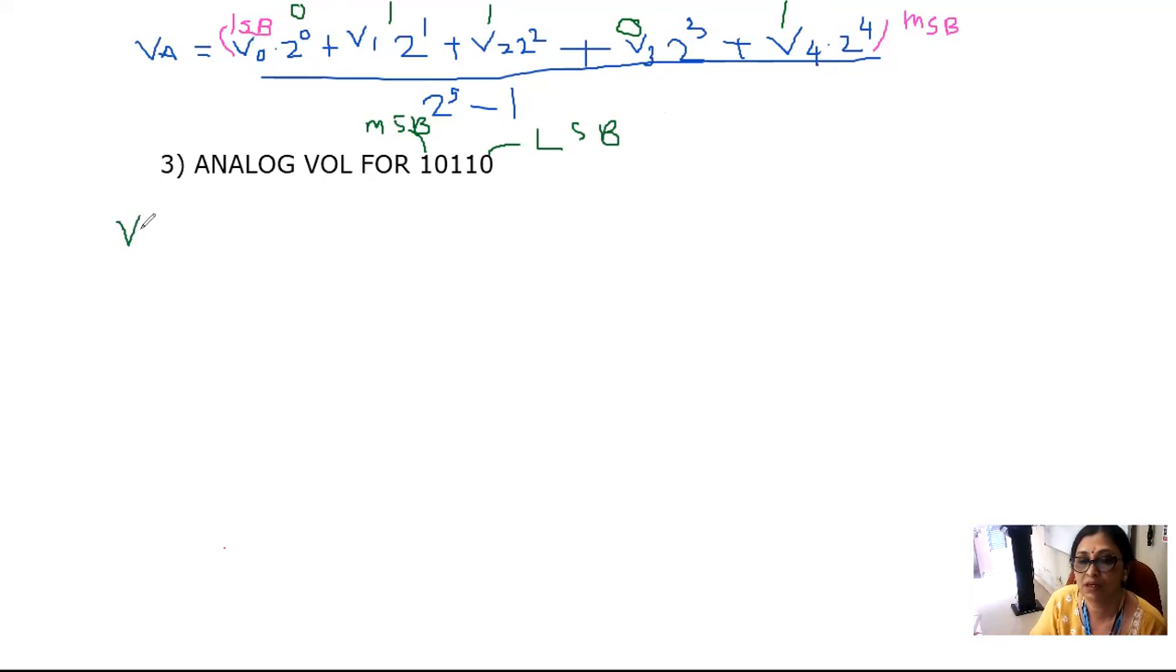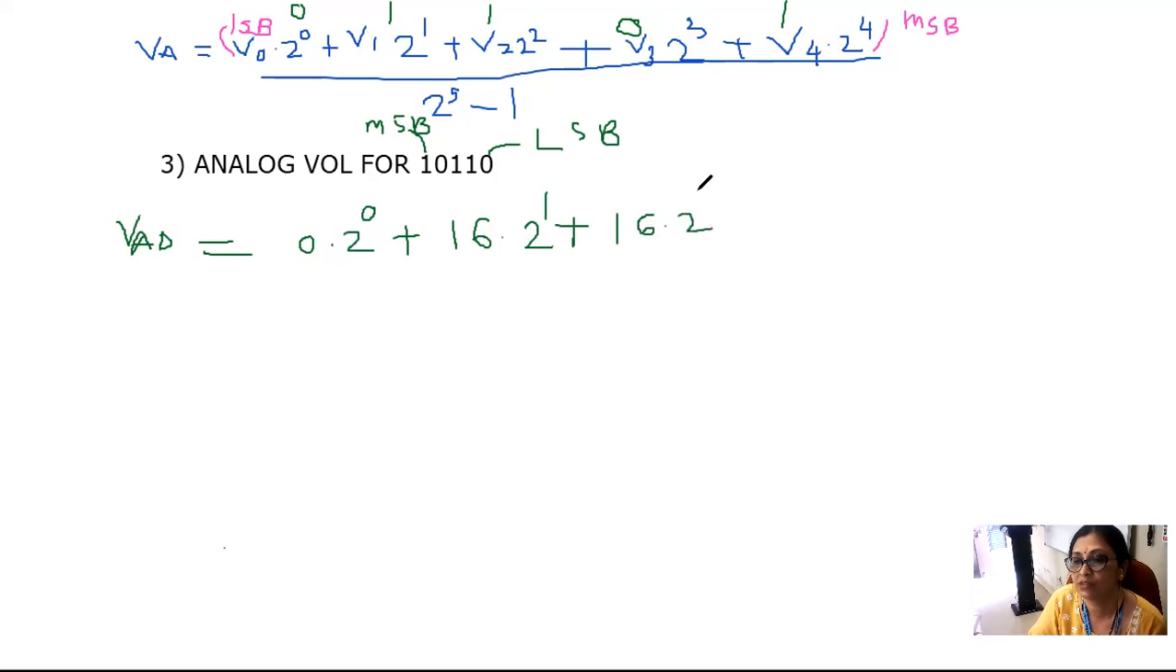And after this, let us find the analog output for given digital input. Okay. So now in this case, V0 will be 0, obviously 0, because the value of LSB is 0. So 0 into 2 raised to 0. The next bit is 1 now. So as it is 1, the value of V1 will be 16 into 2 raised to 1 plus. The next digit is 1. Therefore, value of V2 is also 16.